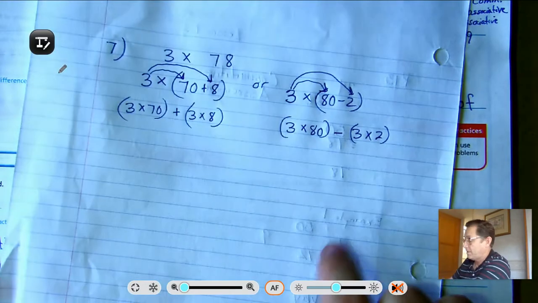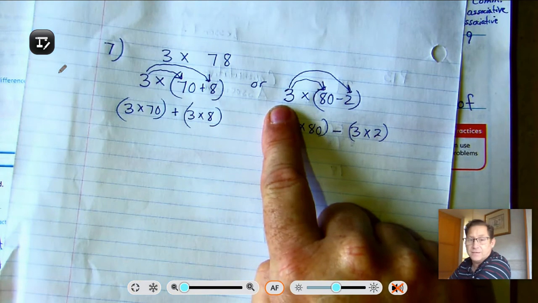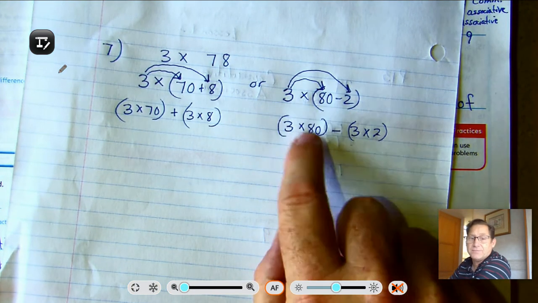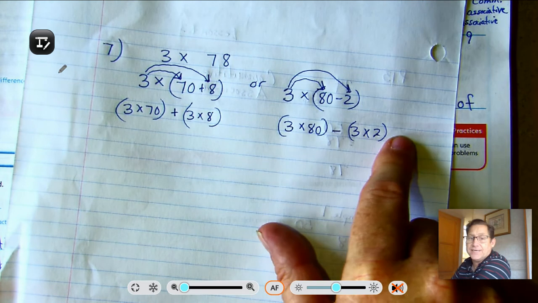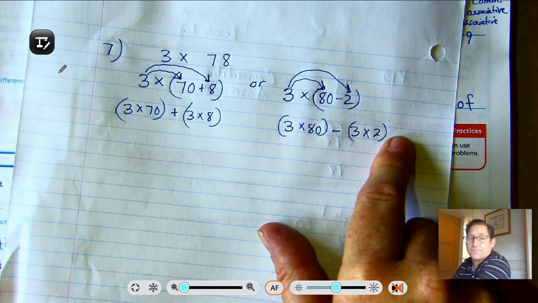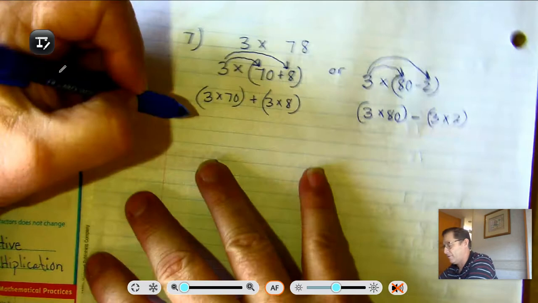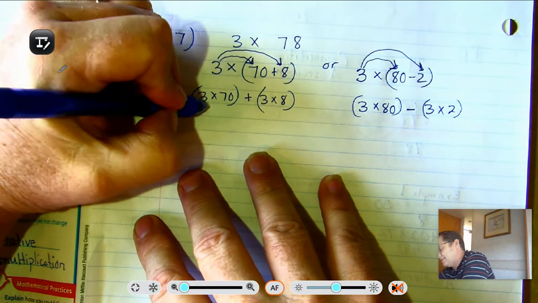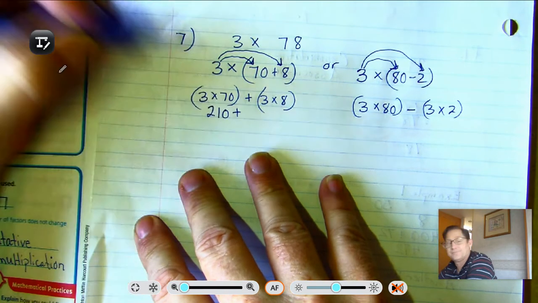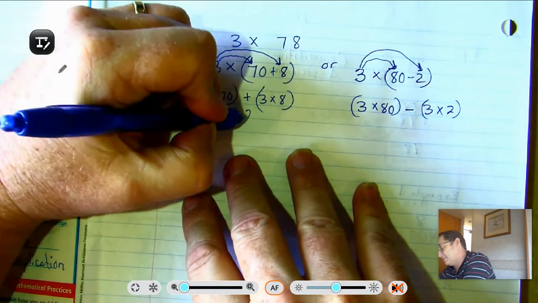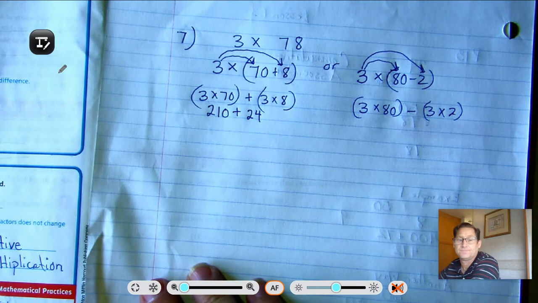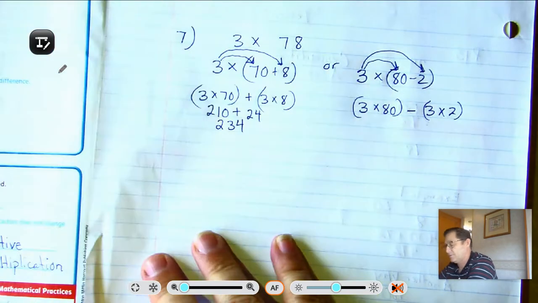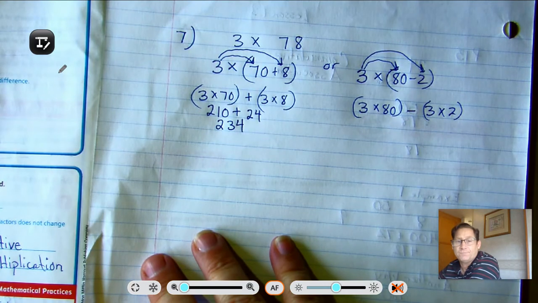Okay, or multiply the number times each of the numbers in the subtraction problem. 3 times 80 minus 3 times 2. All right, so now 3 times 7. 3 times 7 is 21. 21 tens is 210. 3 times 8 is 24. So that gives me a sum of 234.